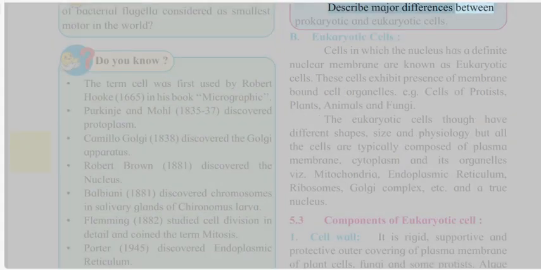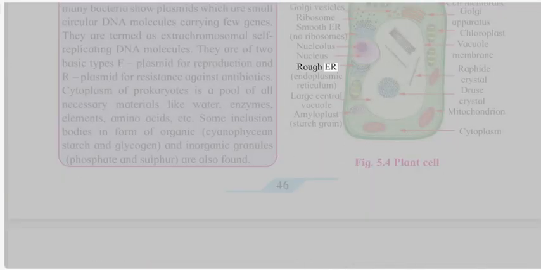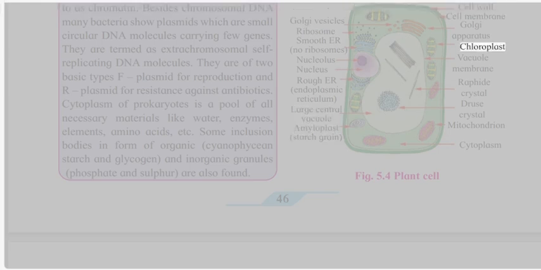Describe major differences between prokaryotic and eukaryotic cells. Use your brain power. Fig. 5.4 Plant cell. Golgi vesicles, rough ER (endoplasmic reticulum), smooth ER (no ribosomes), cell membrane, mitochondrion, Golgi apparatus, nucleolus, nucleus, cytoplasm, ribosome, large central vacuole, amyloplast, starch grain, cell wall, chloroplast, vacuole membrane, raphide crystal, druse crystal.